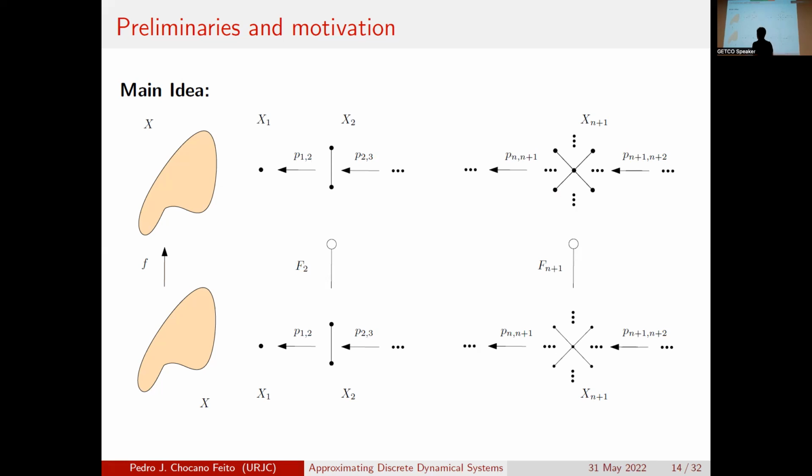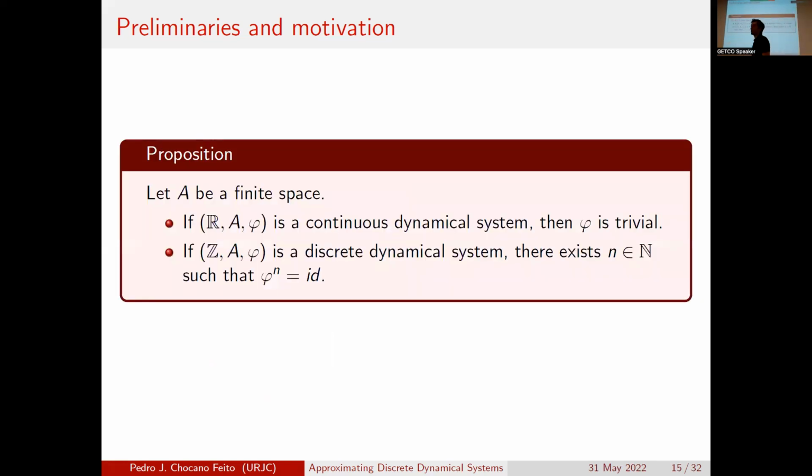So the main problem is, okay, we have to get a definition of what a dynamical system is for a finite space. If we try to use the previous, classical definition, we get that if you consider a continuous dynamical system on a finite space, then it's trivial. So we are in trouble. And if you consider a discrete dynamical system, then you have this result: after some iteration of your dynamical system, you get the identity, all right? This is due to the finiteness of our space A. So we cannot apply the usual definition to this setting.